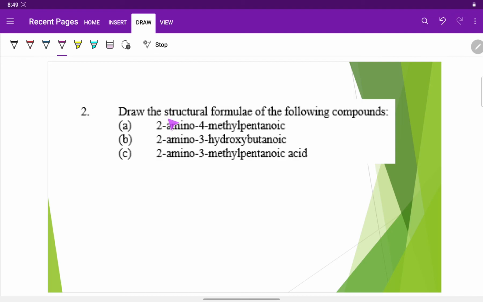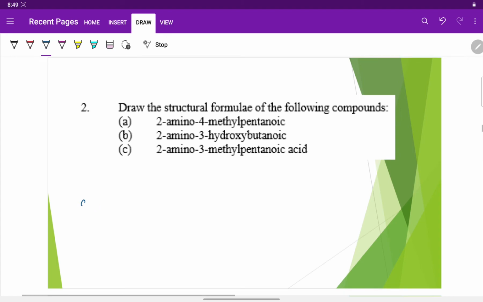Okay, the next question. Draw the structural formula of the following compound. So, kita start dengan A, 2 amino 4 methyl pentanoic acid. Okay, jadi awak boleh draw. Okay, so katakan kat sini A. Okay, draw macam biasa. Okay, draw the pentanoic acid dulu. Okay, jadi pentanoic acid 2, 3, 4, 5. So, double bond O. Okay, OH. So, this will be carbon number 1. Carbon number 1, carbon number 2.